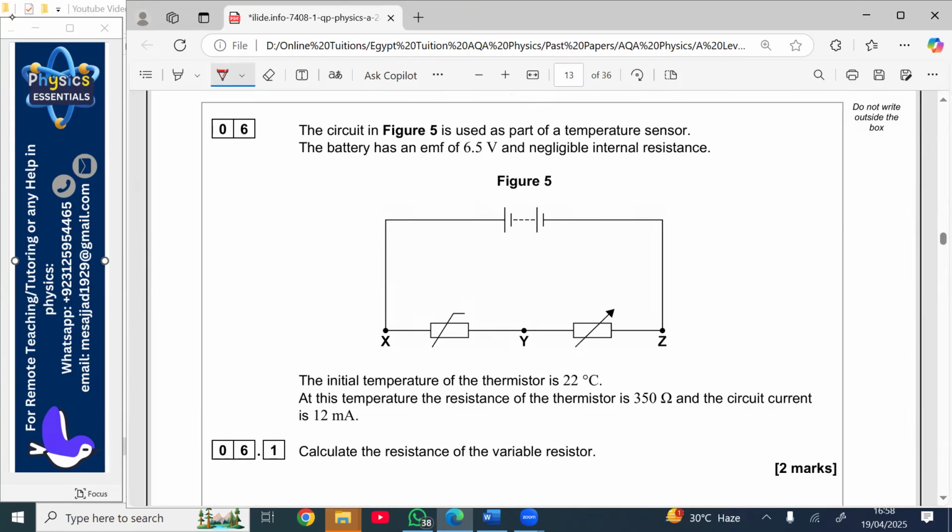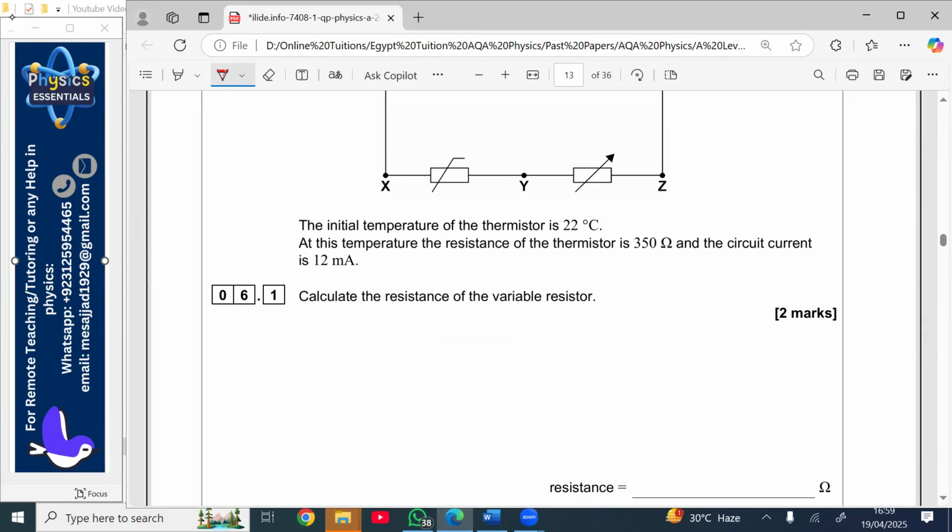6. The circuit in figure 5 is used as part of a temperature sensor. The battery has an EMF of 6.5 volts and negligible internal resistance. The initial temperature of the thermistor is 22 degrees. At this temperature, the resistance of the thermistor is 350 ohms, and the circuit current is 12 milliamps. Calculate the resistance of the variable resistor.